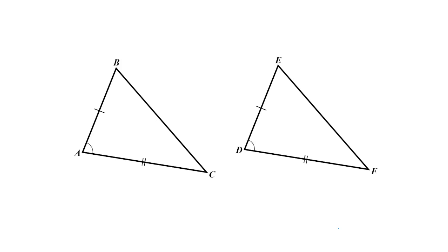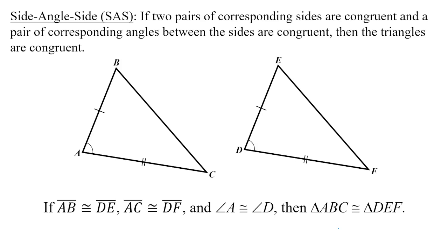But let's suppose that two pairs of corresponding sides are congruent and a pair of corresponding angles that are between the two sides are congruent. Can we conclude that the two triangles are congruent? Well, the answer is yes. They would be congruent by side, angle, side. If two pairs of corresponding sides are congruent, and a pair of corresponding angles between the sides are congruent, then the triangles are congruent.